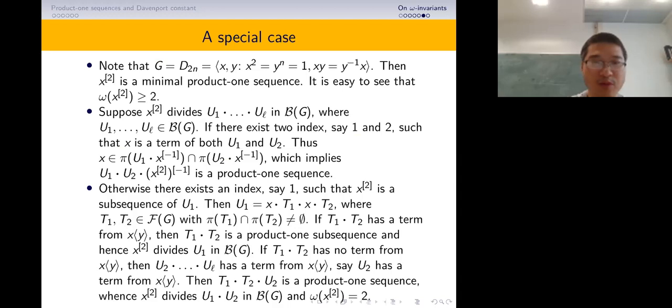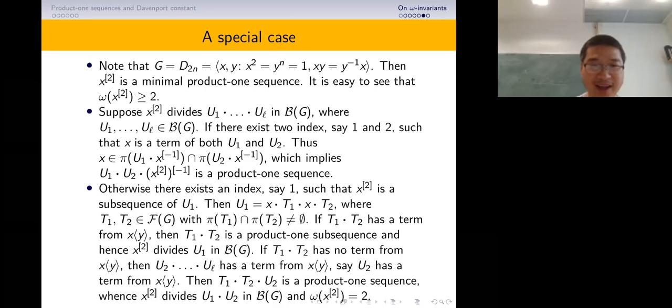We suppose this sequence x to the power 2. Let's divide this u1 up to ul in B(G). So x to the power 2 has only 2 terms. These 2 terms can appear in just one u_i or appear in 2 different u_i. So if there exist 2 indices, say 1 and 2, such that x is a term of both u1 and u2, we consider the remaining sequence.